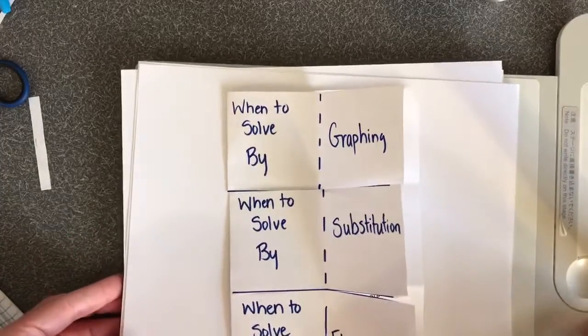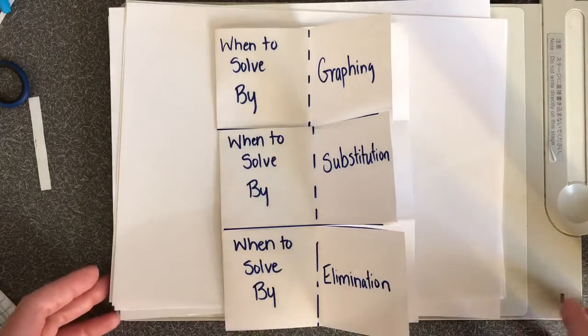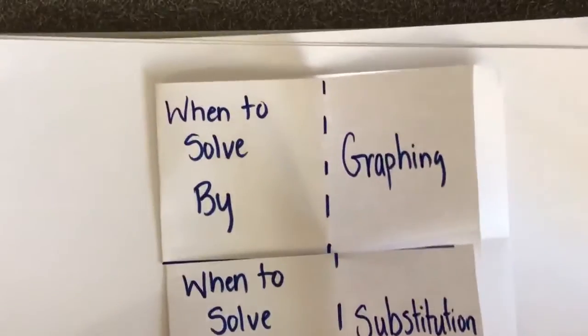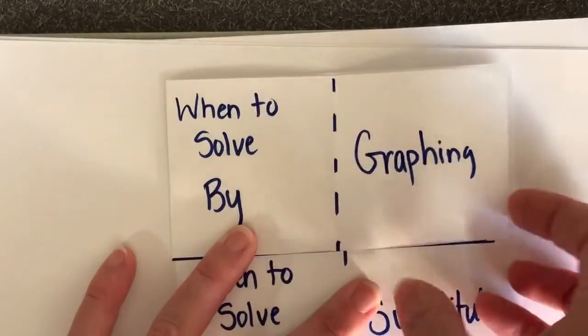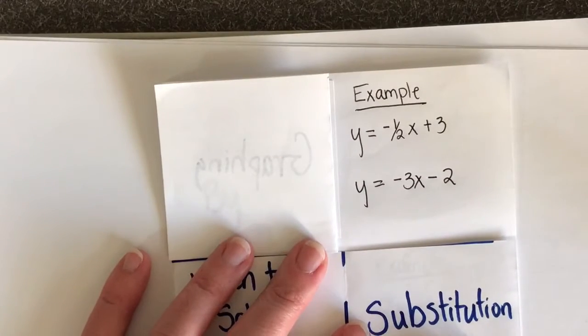Okay, so solving systems of equations using all three of these methods. One of the hardest things is knowing when it is best to use each method and why. So at the top where it says when to solve by graphing, we're going to start there. Take it and flip it just like this, and notice what your examples are.